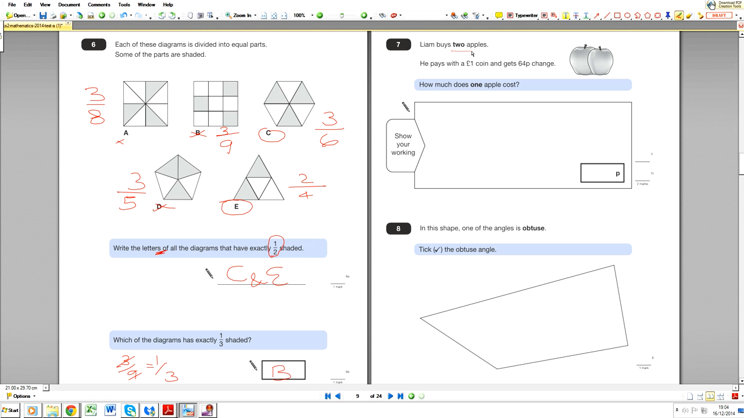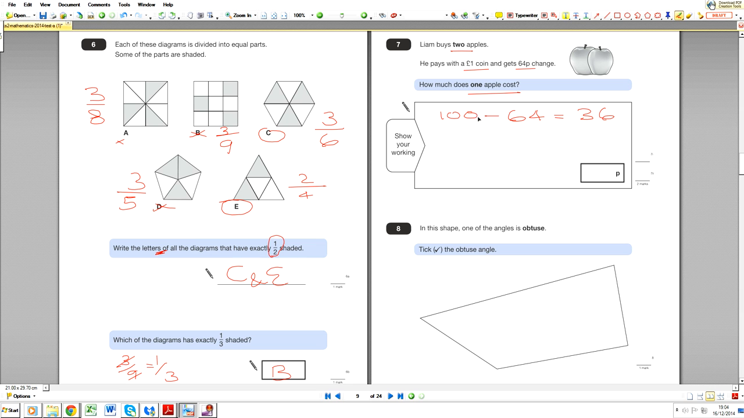Liam buys 2 apples. He pays with a £1 coin and gets 64p change. What's the cost of 1 apple? So let's have a look. In £1, how many pence do we have? 100. Okay, stop shouting out. We have £1 is 100 pence, and you get 64p change. So how much did he spend? We have to minus 64. £1 minus 64 is not 46, it is 36. So 36p is the cost of the 2.